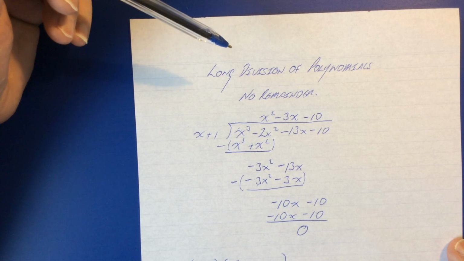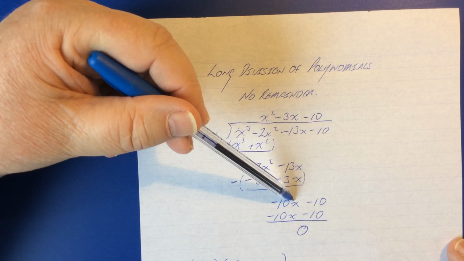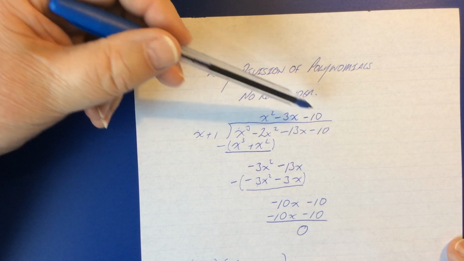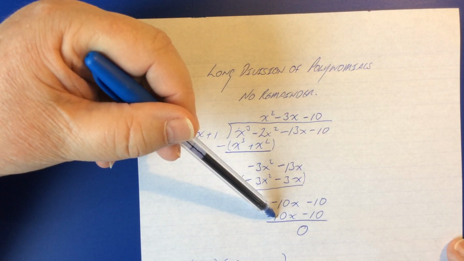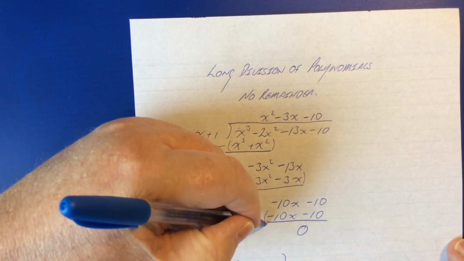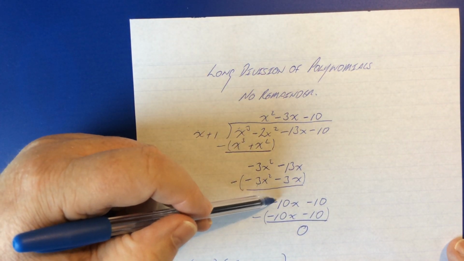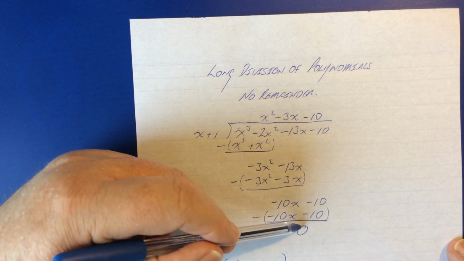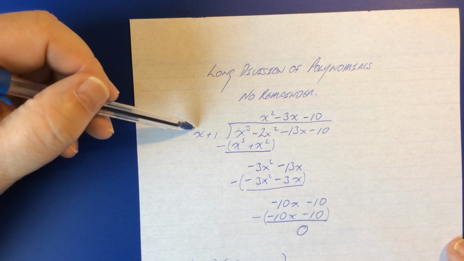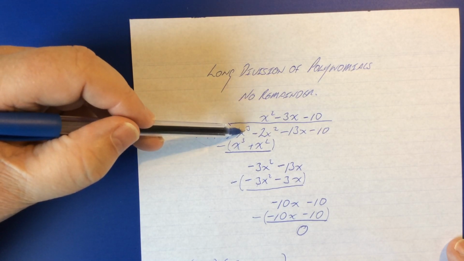I then say to myself, once again, what do I have to do to x to get negative 10x? And the answer is multiply it by negative 10. So negative 10 times x is negative 10x. Negative 10 times 1 is negative 10. And once again, I will subtract that from this pair of expressions up here. And the answer that I get is 0, which tells me that, as if I didn't already know, because I had prepared this earlier, that x plus 1 is a factor of this cubic.